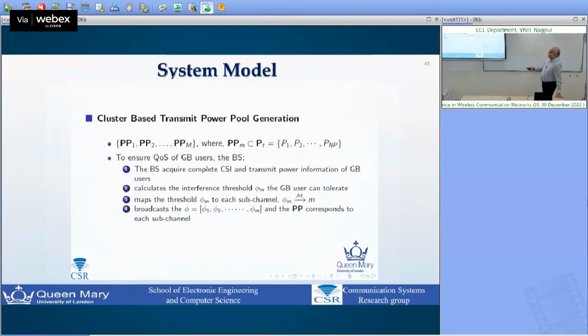Based on this interference tolerance for each sub-channel, the power pool will be decided. For example, if the interference it can tolerate is very low, the power pool's power level is also below that level. Then the base station broadcasts to the sub-channels the threshold the grant-based user can tolerate.